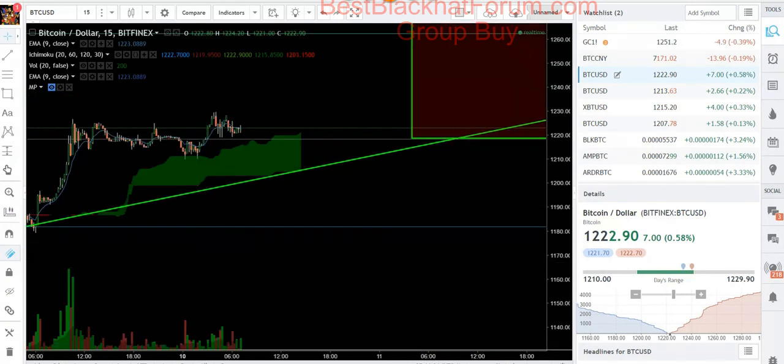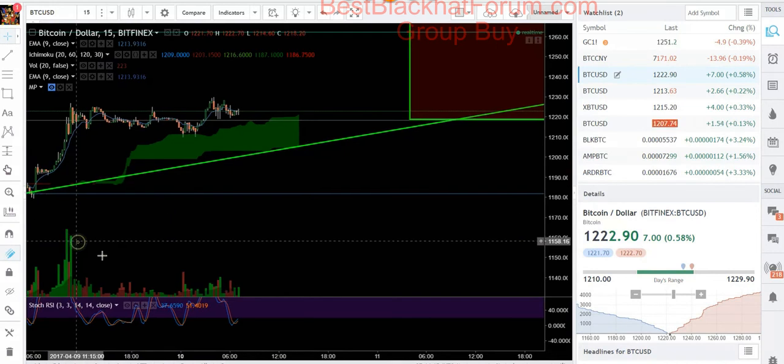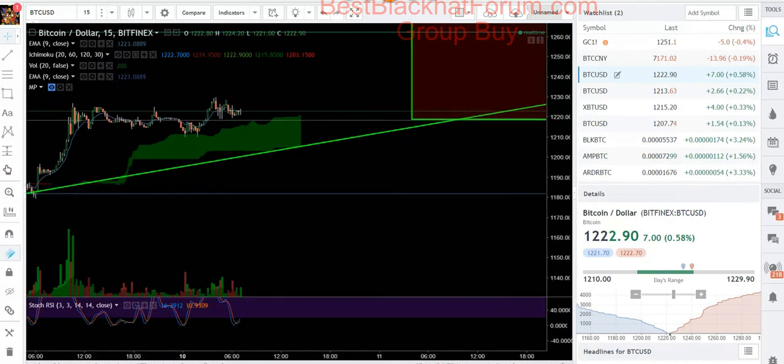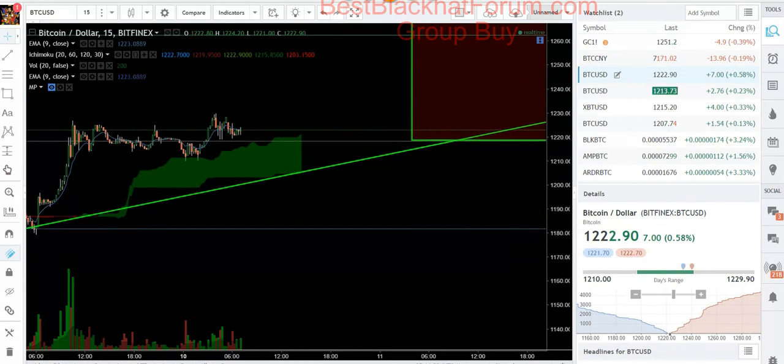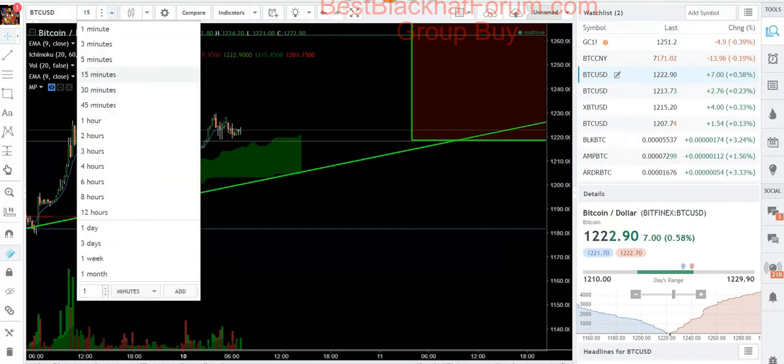Okay, so we're waiting for this thing to now show us a confirmation here that we're going to bounce off this 15-minute cloud, or we're going to break down into the cloud and then challenge this support trend line. Okay, and then we want to watch that on different time levels, on different time frames. Okay, let's go back to the hourly.